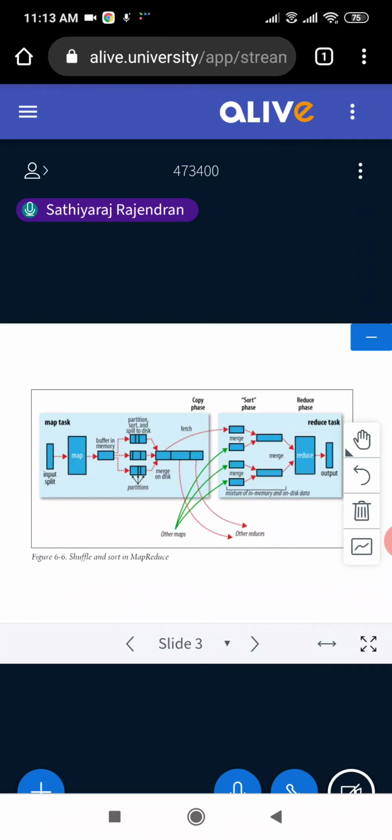Let us take the same problem, finding the frequency of word counts from a given textbook or storybook. Partitioning means dividing, like the first 10 pages for one student, the second 10 pages for another, and the third 10 pages for another. That is the meaning of partition.